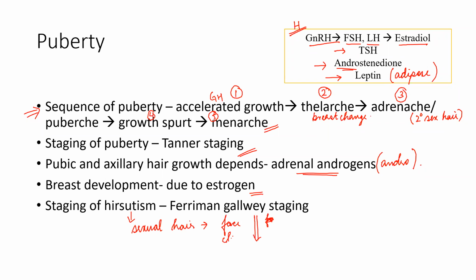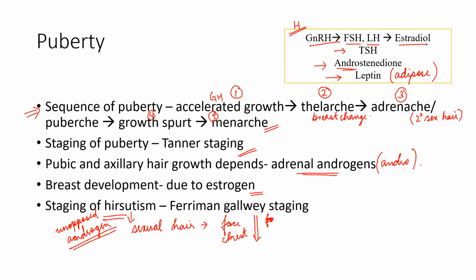Next is the chest. So male pattern of hair growth is known as hirsutism, and that is because of androgen acting, or unopposed androgen, which would be a little more apt way to say it. So, unopposed androgen. Next one. The staging of puberty, we know, is Tanner staging.